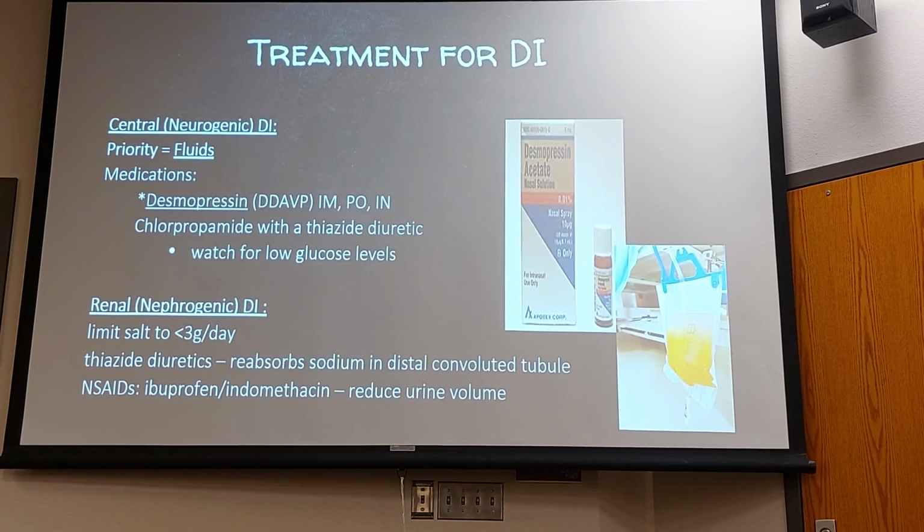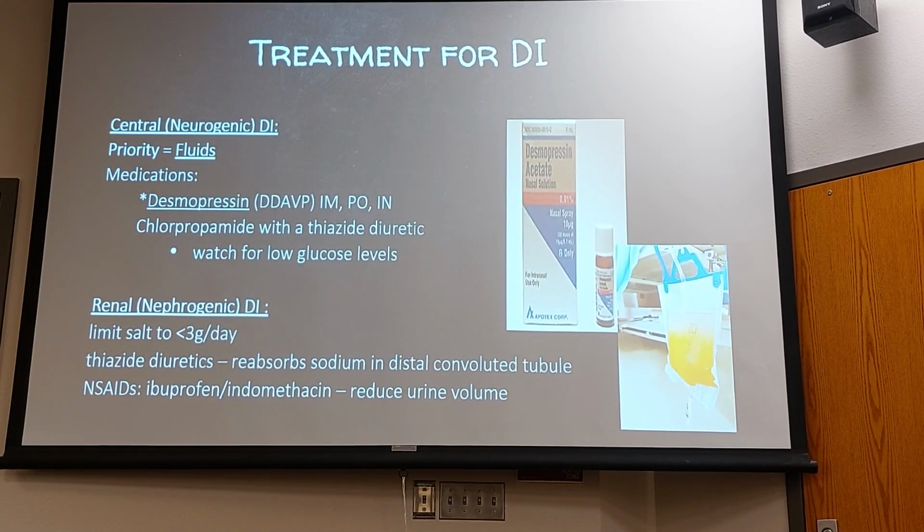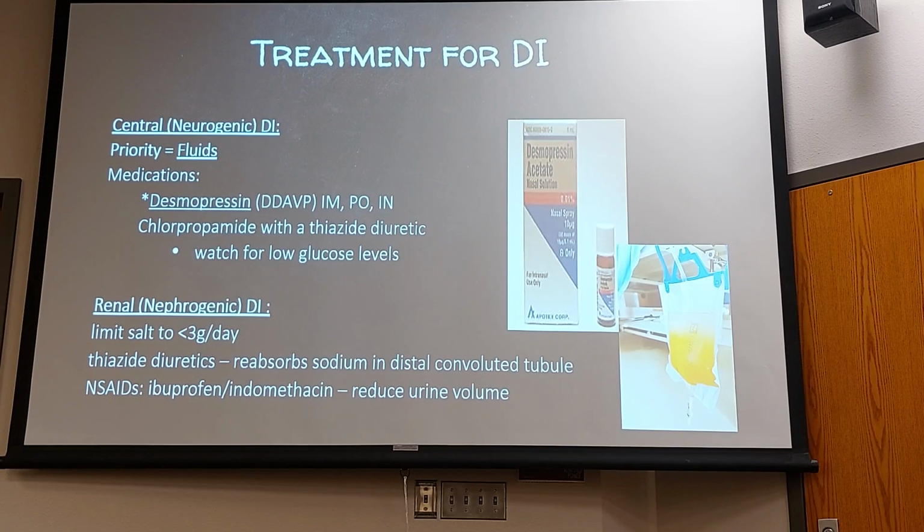So it's basically like a synthetic vasopressin. So we're gonna resupply them with the hormone. You can give it IM, PO, or intranasal. And so there's this chlorpropamide with a thiazide diuretic. That's a diabetic medication. It's actually off the market. I just saw that in searching for updates on this. So it's not even anything that we have in the US anymore.